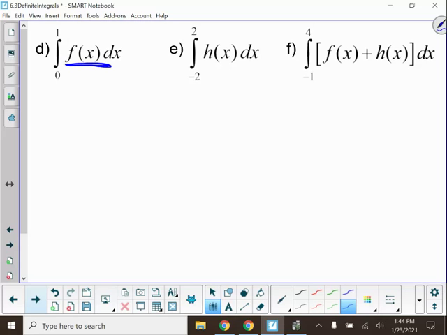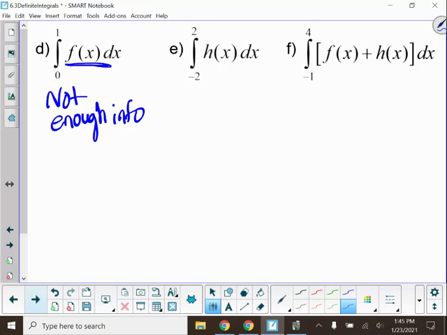Now, if it says f of x is symmetric to the y-axis, then yes, you could do half. Because if it's symmetric, you're going to have the same area on the left of the y-axis as you would on the right. But this doesn't make that claim. So we would just have to write not enough information. There's not enough information here to be able to find anything about this integral.